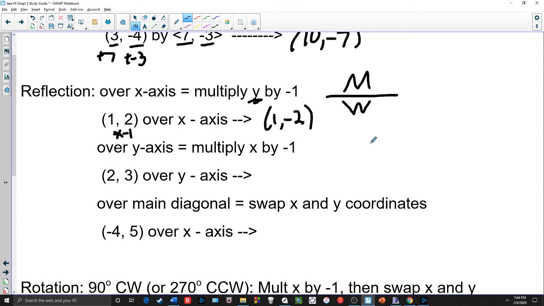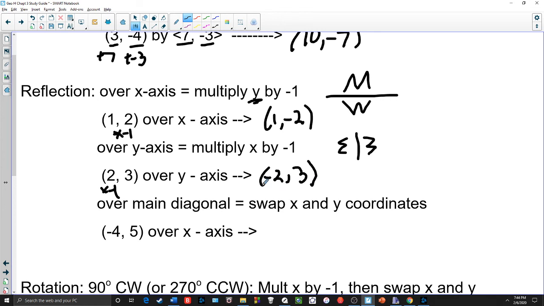For the y-axis, that's like this here, where if I have sort of this shape here and it's reflected over the y, it ends up being like that. In this case, you're going to do the same thing, but to the x. So you multiply the x by -1, and in this case, I would get (-2, 3). So there's no adding or subtracting involved. It's just simply multiplying one piece by -1 and then leaving the other one alone.